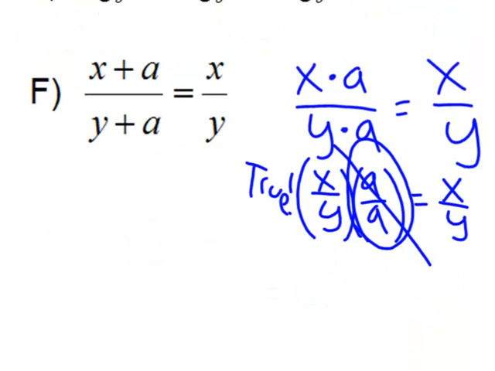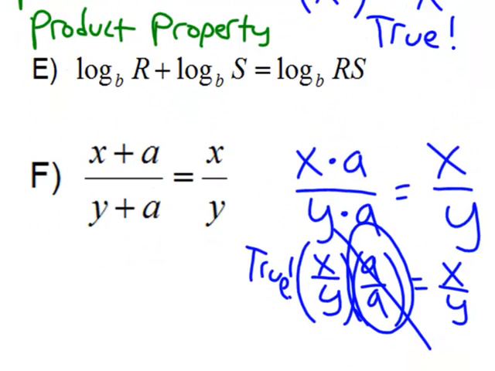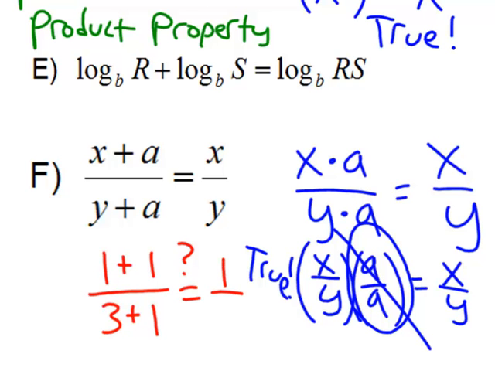However, that process does not work for addition. So on the left-hand side, once again, I think just throwing in some sample numbers there will help us really prove or demonstrate to ourselves that this doesn't work. Let's pick some sample numbers. Let's say I've got x is 1 and y is 3. And let's say that a is also 1. So we want to ask ourselves, is that the same as just the x over the y?